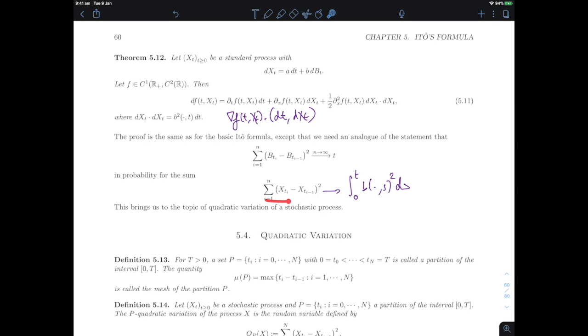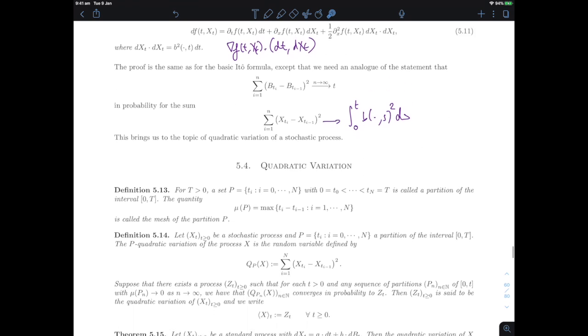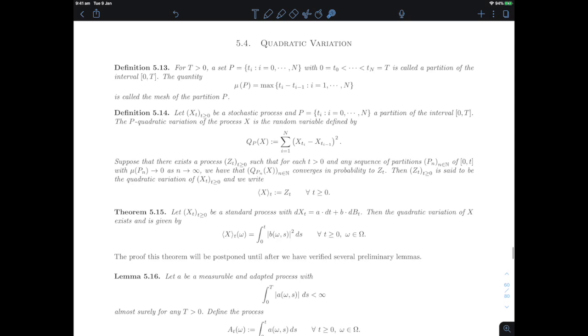Now, this convergence is going to be a convergence in probability, and it's going to be a convergence for any choice of partition of the interval [0,t]. So the first thing we need to do is formalize that a little bit. A partition of the interval [0,t] is just, as always, an increasing sequence of points t_i, such that at time t_0 you are at 0, and at the end point t_N you are at the end point of your interval, t.